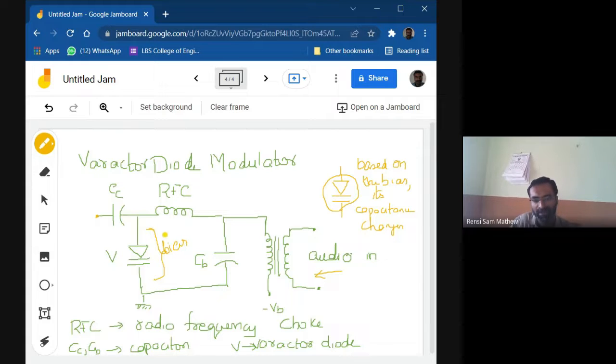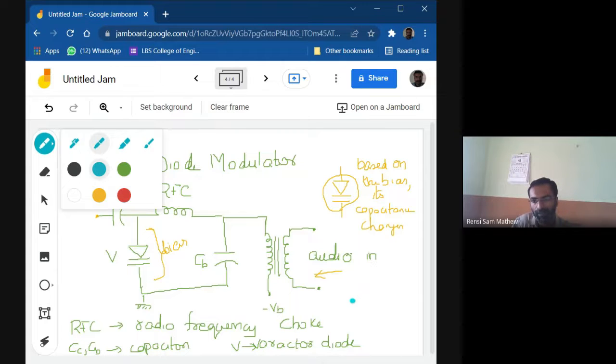So when the bias changes, its capacitance value changes. So here it forms an L and C, the inductor and the capacitance combined. Then the reactance value will change, and as the reactance value changes, our frequency of oscillation changes. So that is what happens. I hope it is clear.